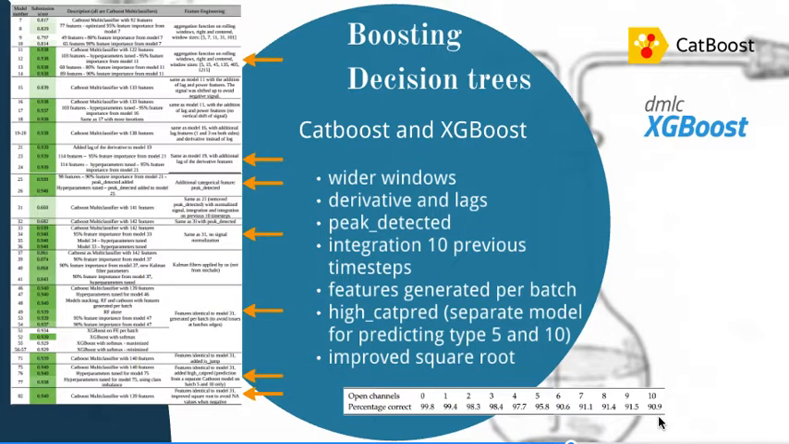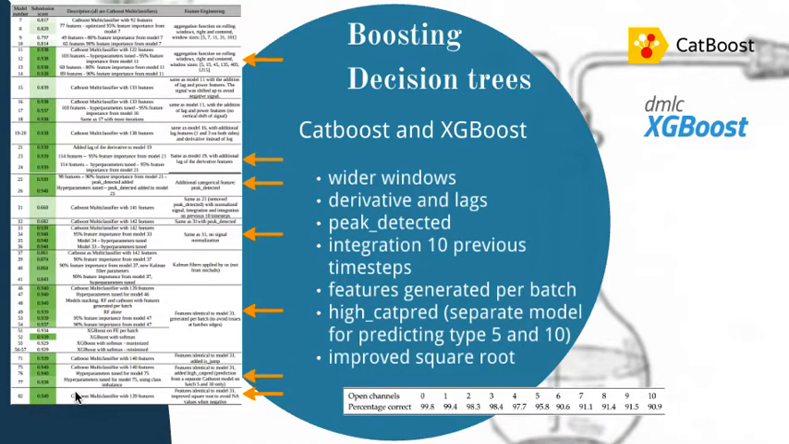So what we did is that we created a separate model only on the batches that had 5 open channels, that were type 5 and 10. And then we used that model to predict the number of open channels on the entire set, and we called that high CatBoost predictions, and we used it as a feature in our next CatBoost model. And that went well. I mean, it didn't improve the score that much, but we thought it was an improvement.